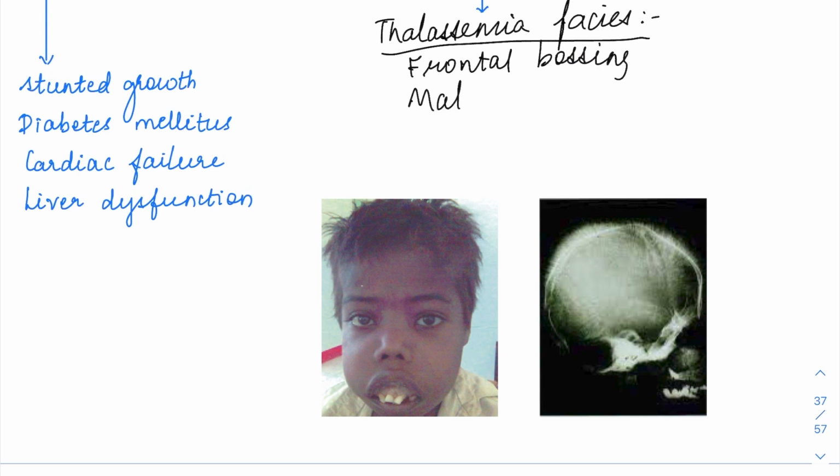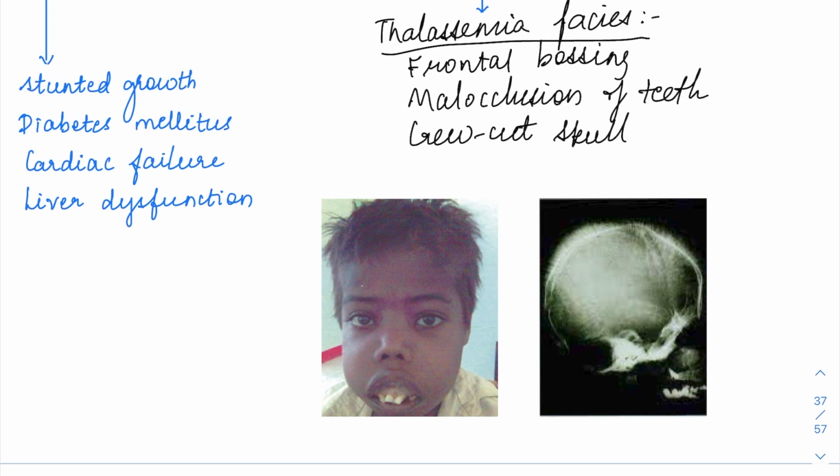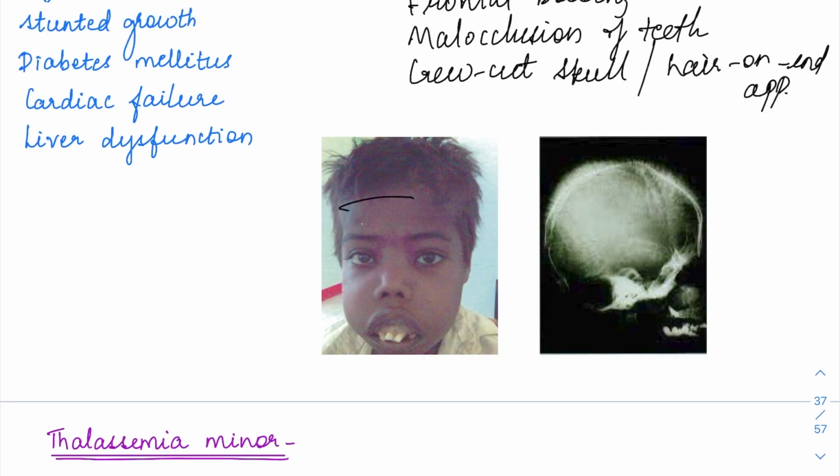So frontal bossing is going to be there along with malocclusion of the tooth. So the tooth is going to appear abnormal. Then crew-cut appearance of the skull or hair on end appearance. So this is the characteristic image.